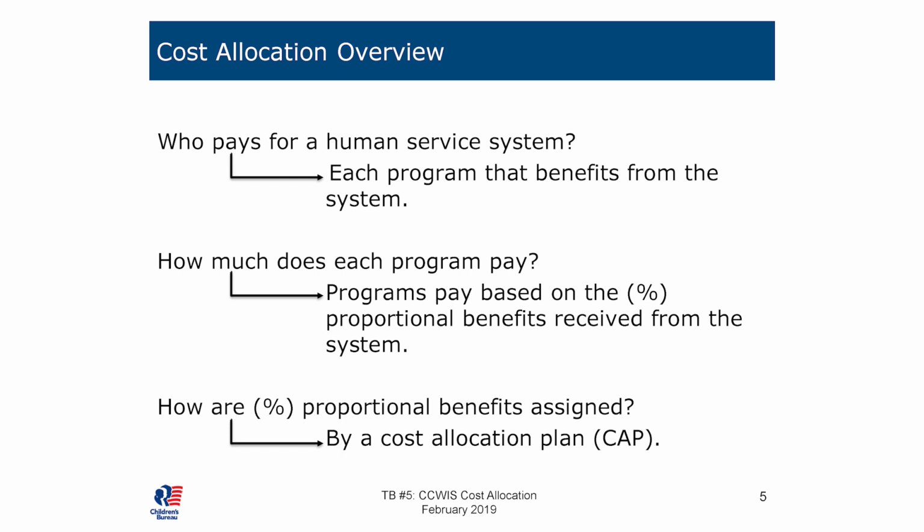That is determined by the amount of benefits each program receives from the system, the proportion or percentage of the total benefits the system provides that can be assigned to each program. We want to note there is an exception to this pay based on proportional benefits principle. That is the primary program approach, and it applies to CCWIS. We will explain that in detail and demonstrate it with an example. And that leads to the next question. How does the agency determine what those proportions or percentages are? And the answer is by developing cost allocation methodologies and a cost allocation plan.